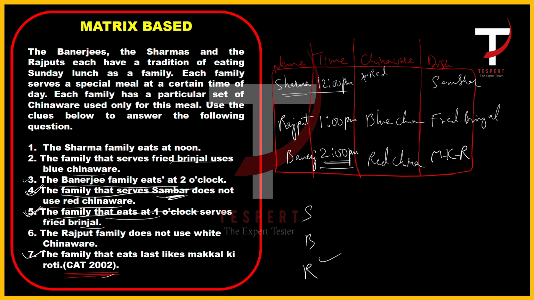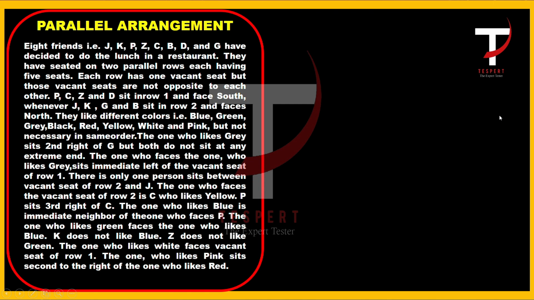Okay, red chinaware. And what is the one more chinaware which is left? White chinaware. See, the Rajput's family doesn't use white chinaware, so Sharma's family must use the white chinaware. So this is an easy set. Okay, so pause the video and try to solve the set.